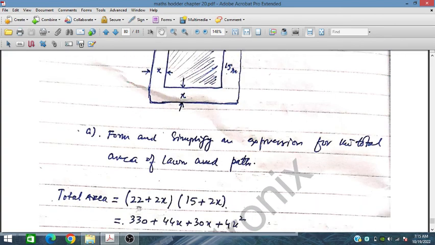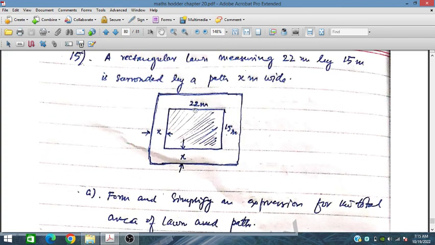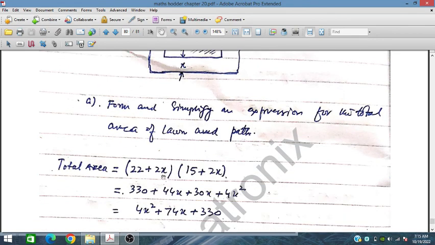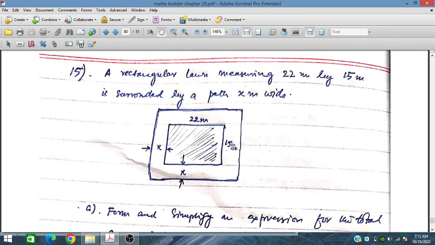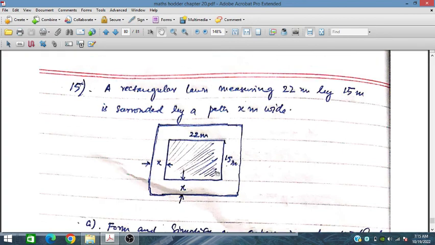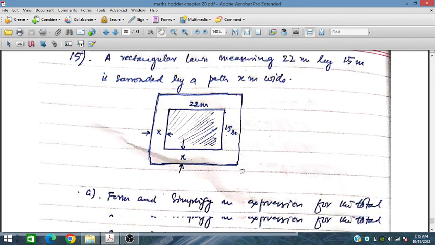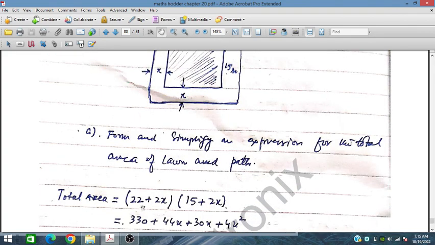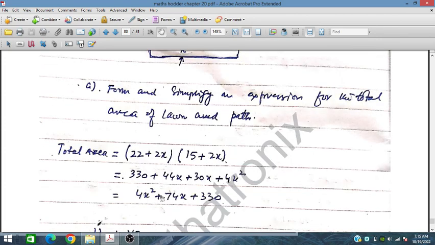So the total area is equal to this 22 meters. Here we have this x length, here we have x length. So 22 plus 2x. Similarly, for this 15 meters, and this is x, and this is x. So 15 plus 2x. So when we multiply, we get this. So this is the total area.